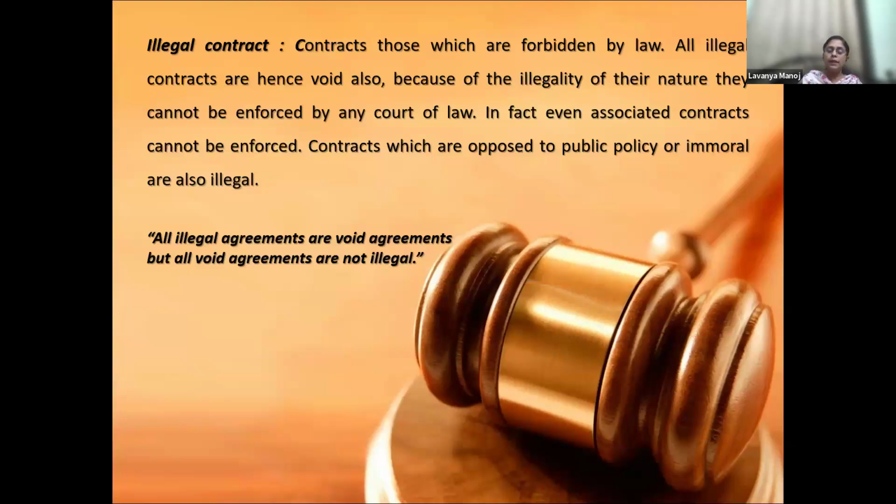All illegal agreements are void agreements. Whatever is mentioned in the agreement, if it is illegal under government law, it becomes a void agreement. But not all void agreements are illegal. The agreement can become void, the contract can become void, in other cases as well.